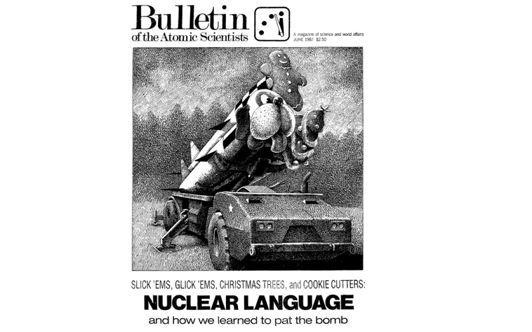This piece I really like. It's one of my favorites in this genre. It was by Carol Cohn. It was called "Slick'ems, Glick'ems, Christmas Trees, and Cookie Cutters: Nuclear Language and How We Learn to Pat the Bomb." It's on the reading list for the course. I really strongly encourage having a look at it. You don't have to read it in great depth, but just absorb what Carol Cohn is trying to say. It's very illuminating, I think, and gives pause to a lot of the technical language that we've used in the course and that others use to talk about nuclear weapons.